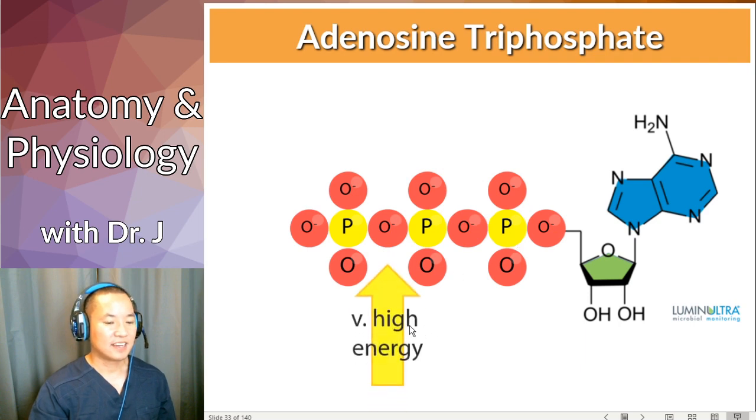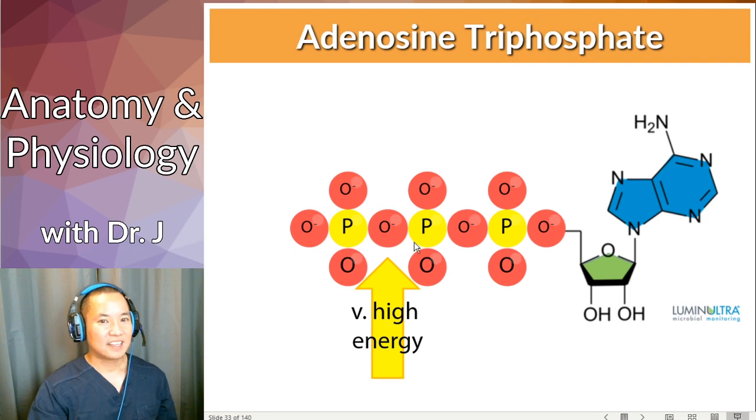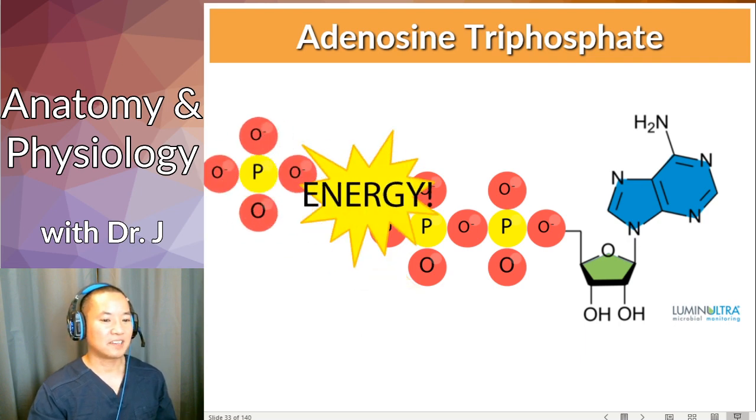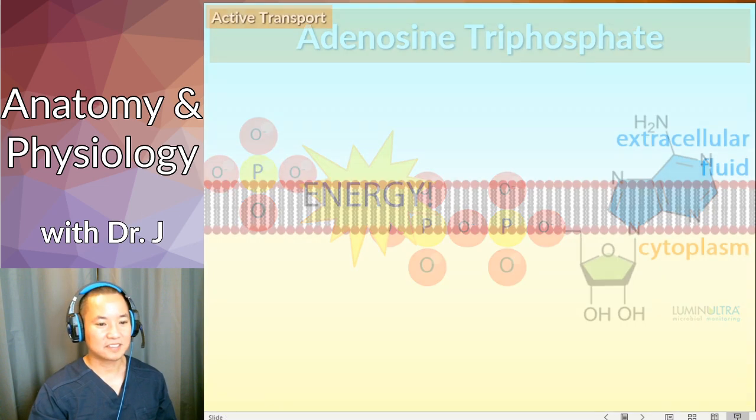phosphates. And the bond that links the second and third phosphate actually has very, very high energy. So your cells, and the proteins and enzymes inside your cells, can break this bond to release energy that helps them perform their functions.